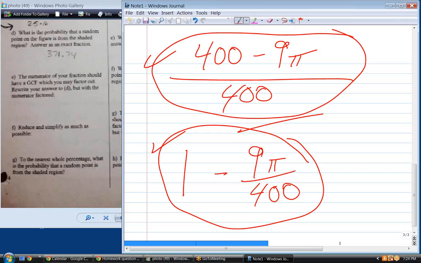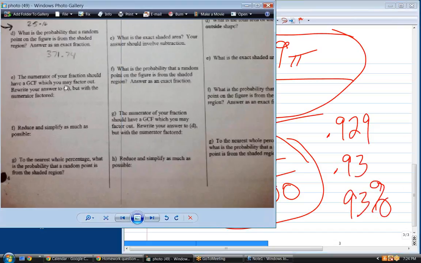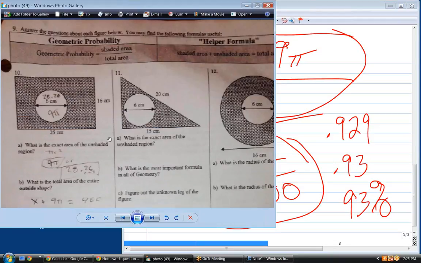So I came up with 0.929. Okay, so that rounds up to 0.93, which is 93%. And does that make sense looking at this figure? Actually, it seems a little high, but I'm sure that that's correct. Wow. Okay. No, it seems very high.